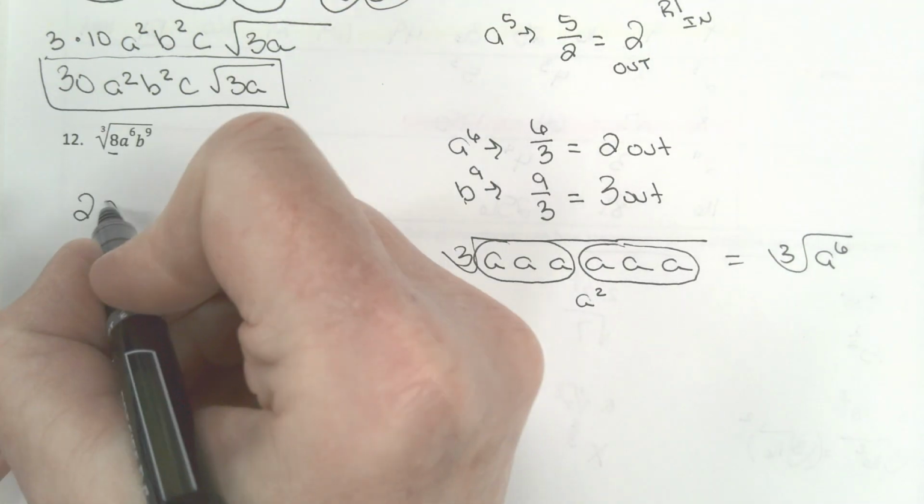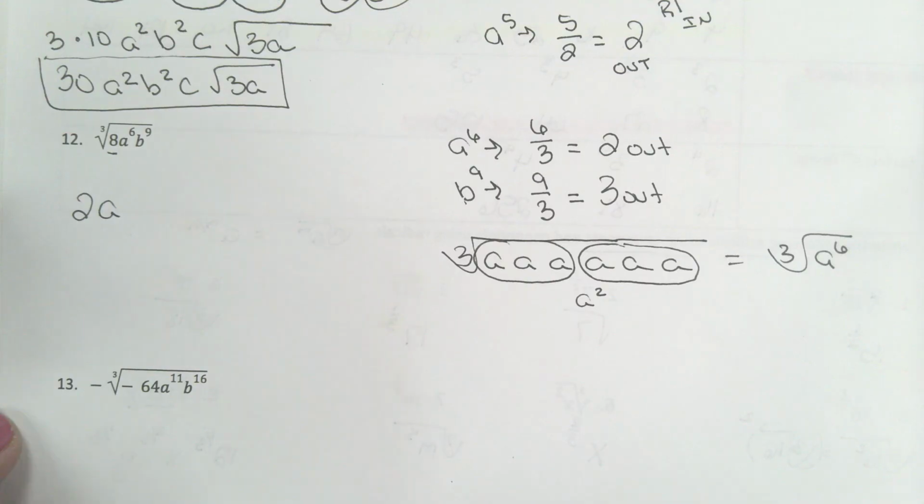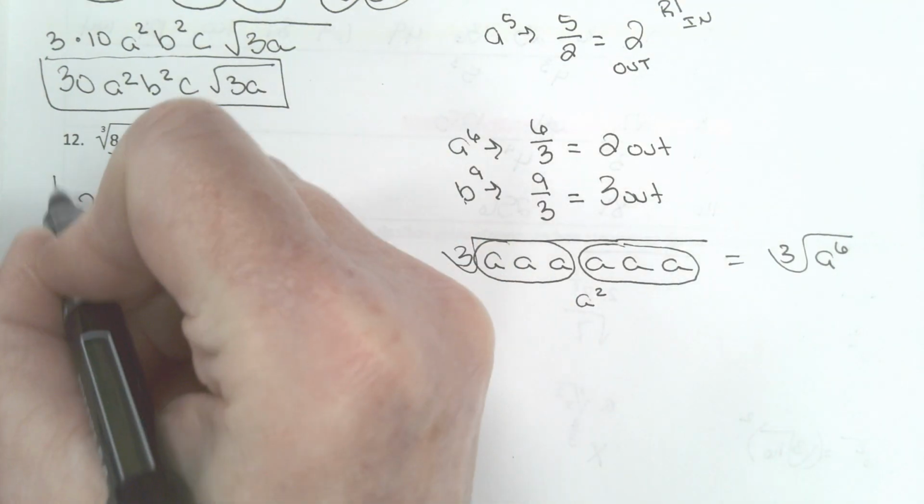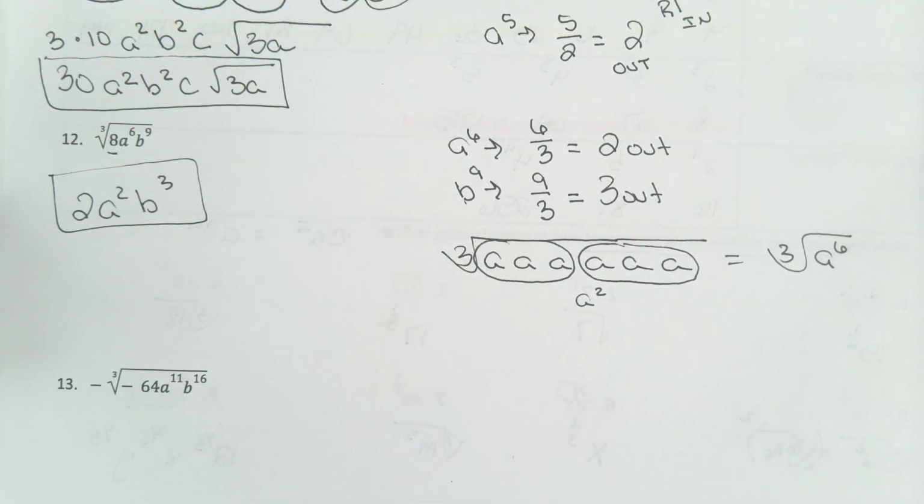All right, so I have 2, a to the second, b to the third. Good final answer right there.